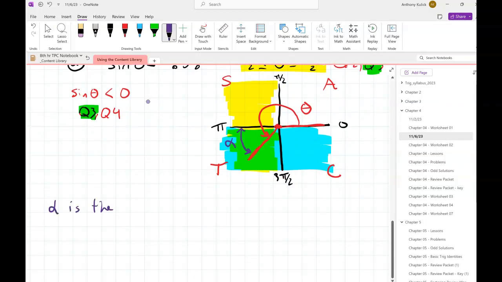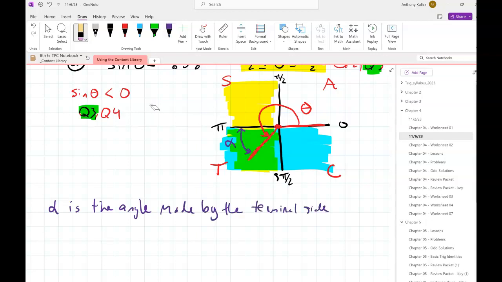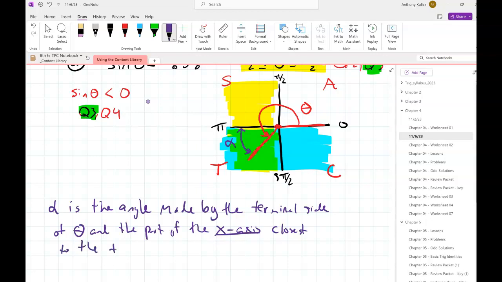Alpha is the angle made by the terminal side of theta and the part of the x-axis closest to the terminal side.